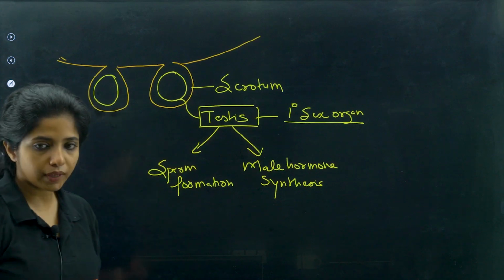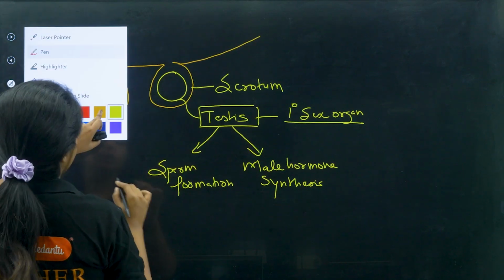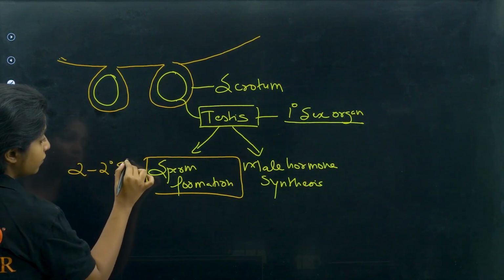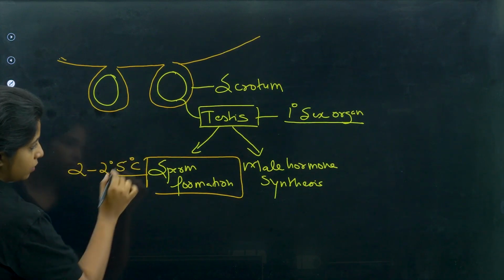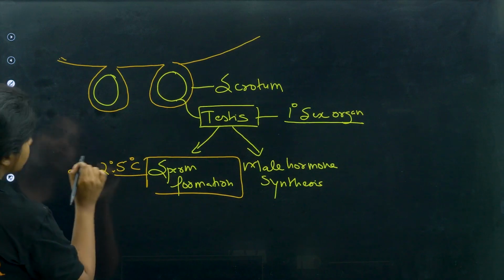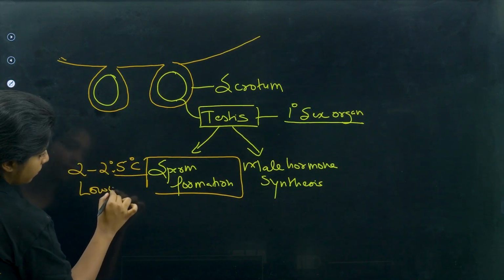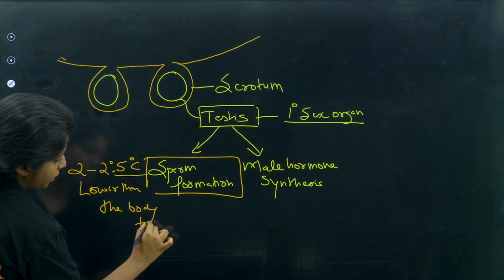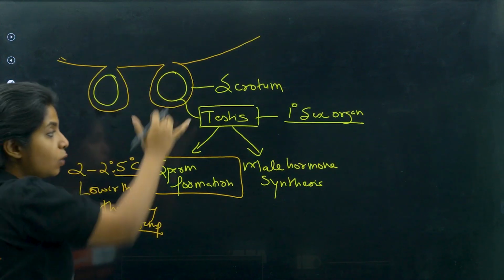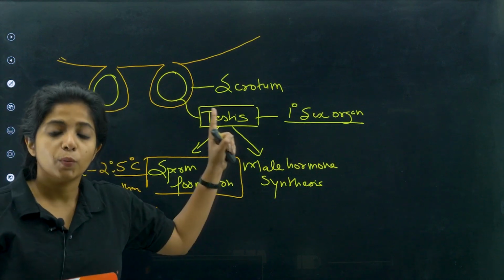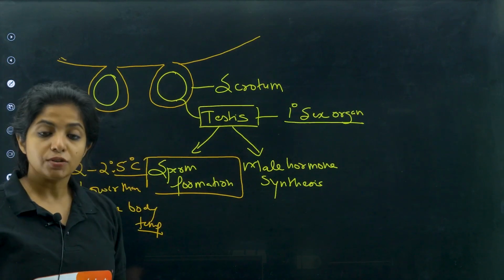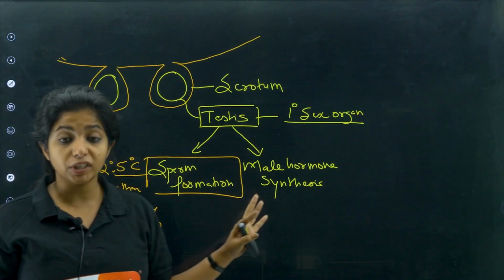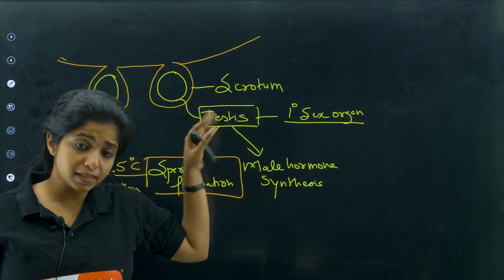Now the sperm formation requires 2 to 2.5 degrees Celsius lower than the body temperature, which is why it is outside the abdominal cavity, within the scrotum. This is the reason. The enzymes which make the sperm need 2 to 2.5 degrees Celsius less than the body temperature, which is why it is outside.